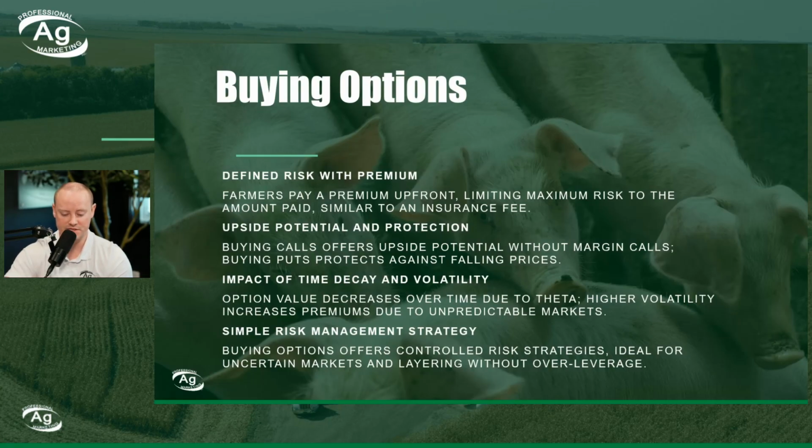The upside potential and protection: buying calls offers unlimited upside potential without margin calls. Buying puts protects against falling prices. It could fall to an infinitely lower price, and the only amount of money you'll lose is the premium paid, for example. Option value decreases over time due to theta. Higher volatility increases premiums due to unpredictable markets.